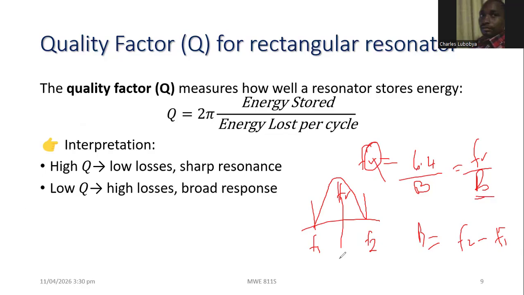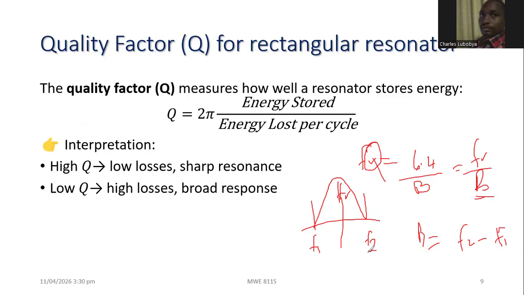So the narrower the width between F1 and F2, the sharper it is, and it actually signals a high quality factor. So the closer that bandwidth tends to 1, the higher will be the quality factor. And it means that at high quality factor, you have minimal transmission losses within a cavity resonator.